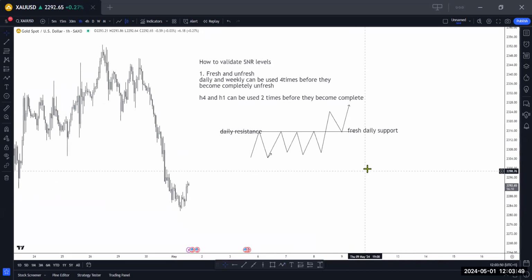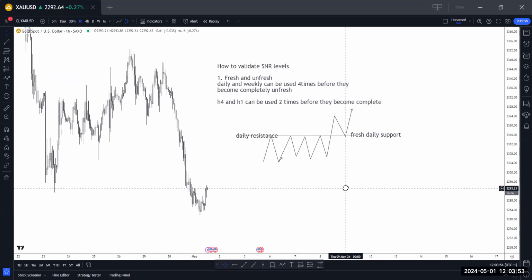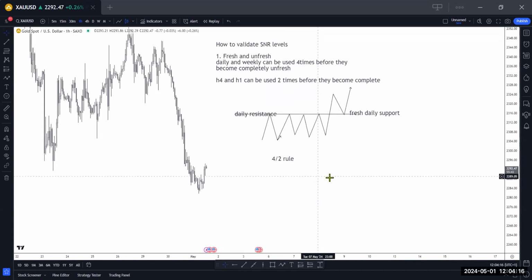Okay, so the idea of fresh is to ensure that for a daily level, it's commonly called, some SNR traders call this the 4-2 rule, right? The 4-2 rule. Okay, let me write that somewhere. The idea is to just be able to remember it. So the 4 is for weekly and daily, and the 2 is for H4 and H1. Okay, and we'll look at examples very shortly, but there's a need for me to now mention something very important.